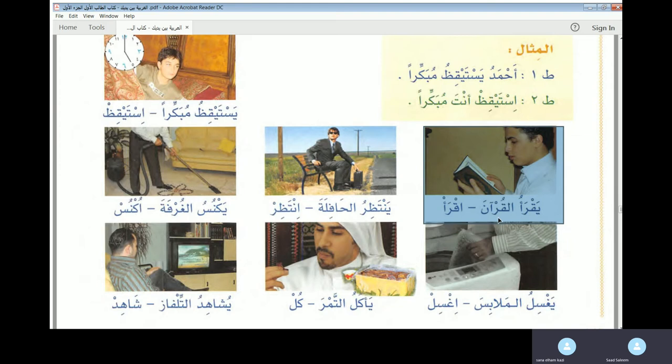How do you say ikra anta al Qur'ana? Yes, ikra anta al Qur'ana. You read the Quran.